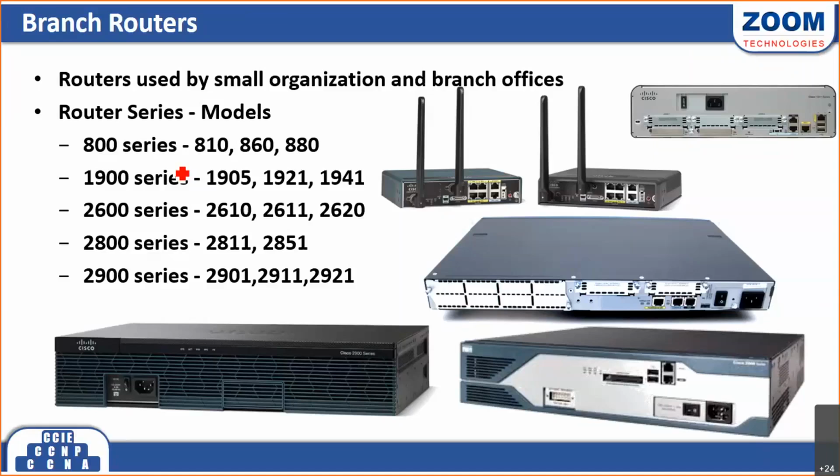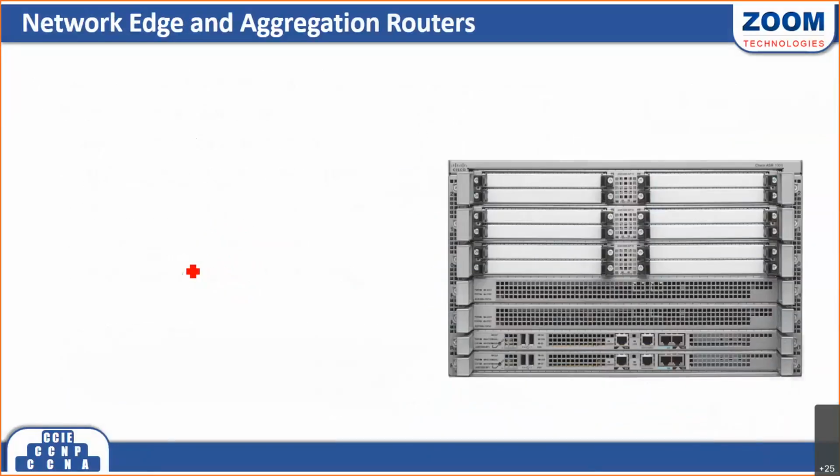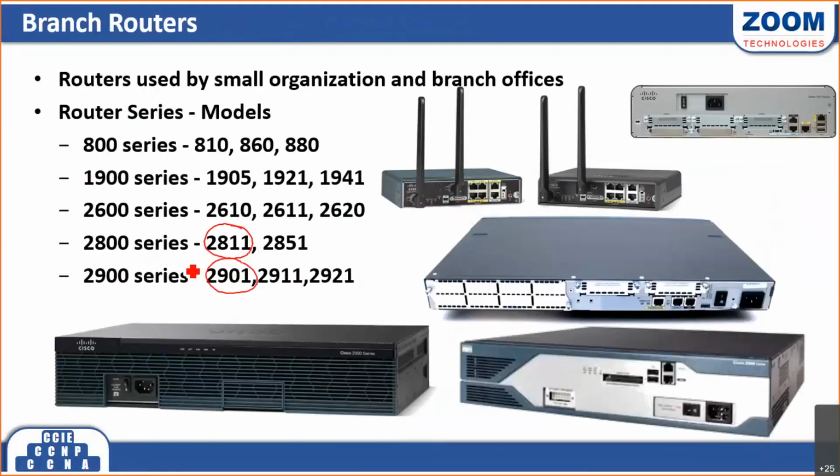If you need a router for branch offices, then you can use the 2800 series. Nowadays you're using 2800, 2900 series. If your requirement is to use it in head offices, then you can use 5000 series, 5500 series routers. But here it is not there, right? The 5000 series. This list is only for branches. See the first line: routers used by small organizations and branches.